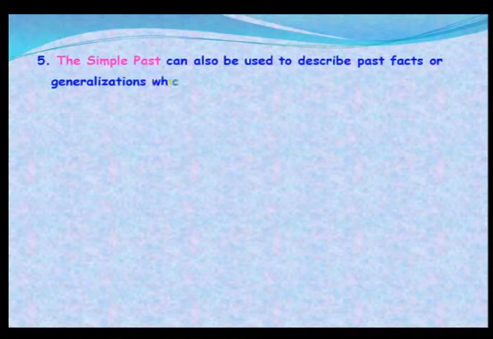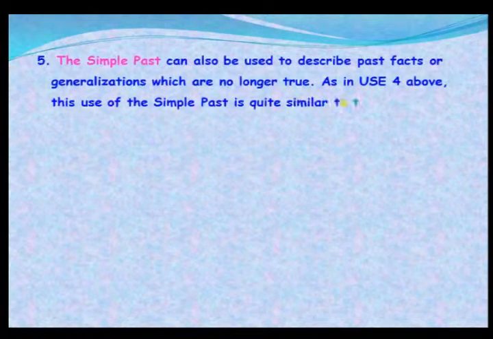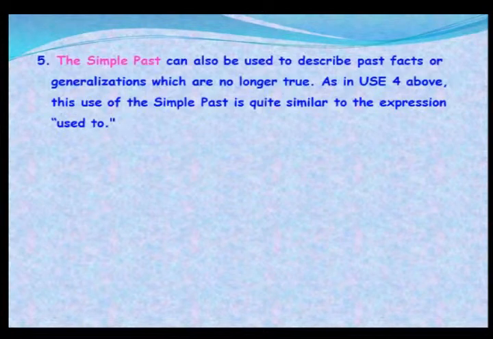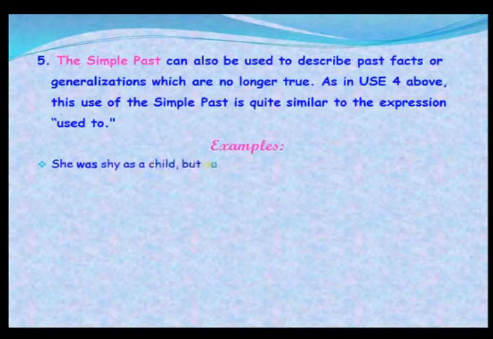We go to the next slide. Number 5. The simple past can also be used to describe past facts or generalizations which are no longer true, as in used to. This use of the simple past is quite similar to the expression used to. For example, she was shy as a child, but now she is very outgoing.